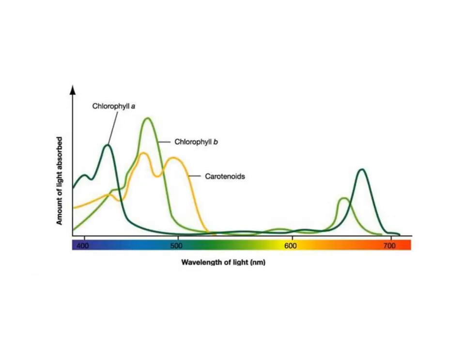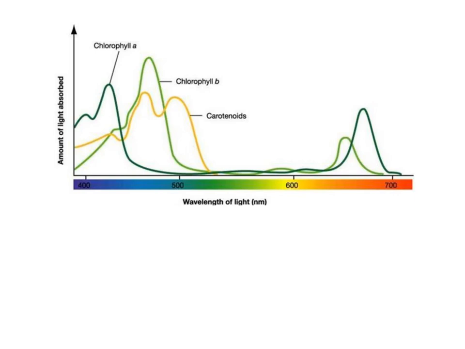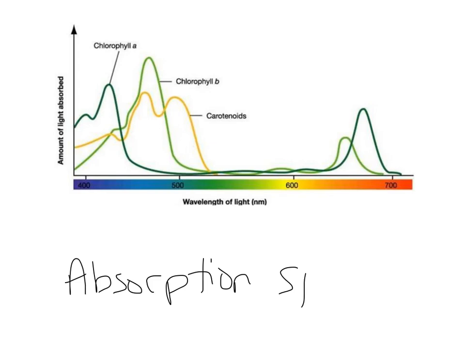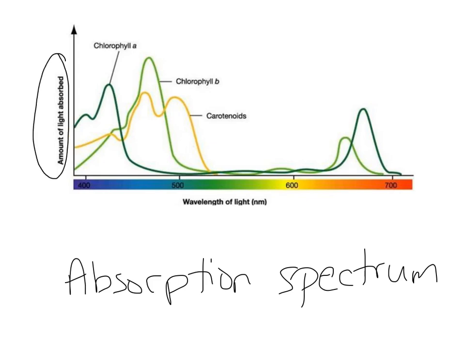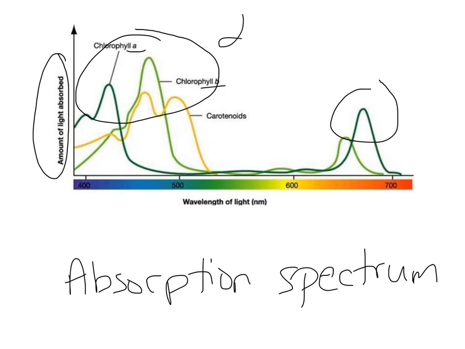So when we look at this graph here, this graph is what we call the absorption spectrum. And so we can see here that the amount of light absorbed is on our y-axis, and we can see that it peaks in these areas of red, purples, blues. You can see there are two kinds of chlorophyll. Okay, so there are two kinds of chlorophyll, chlorophyll A and chlorophyll B. Both of them absorb light, but they absorb light in that 400, 500 range.